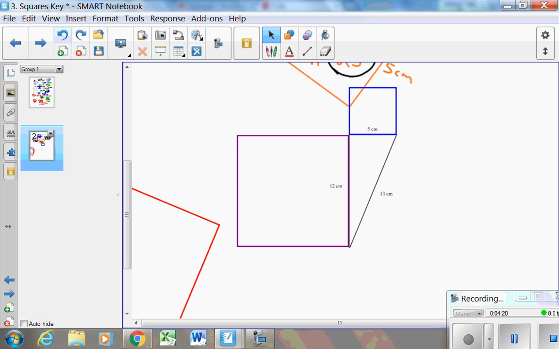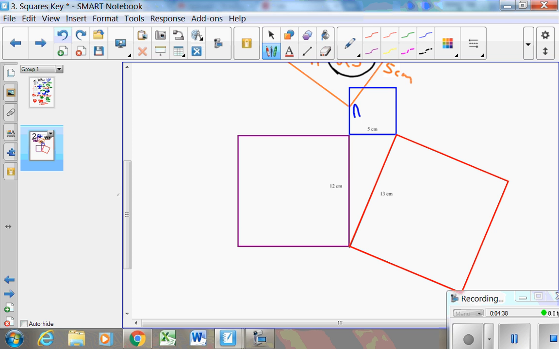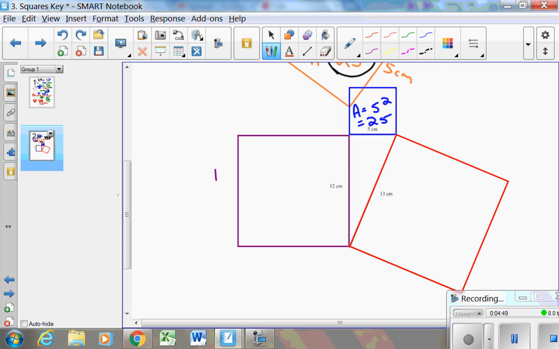Again, I pre-drew my squares. You're just going to have to freehand sketch your squares on your triangle. Hopefully I set it up so that you have room to draw those. We've got a little overlap, but that's okay. So the top square, its area is 5 squared, so that area is 25. The purple one is a 12 by 12 square.